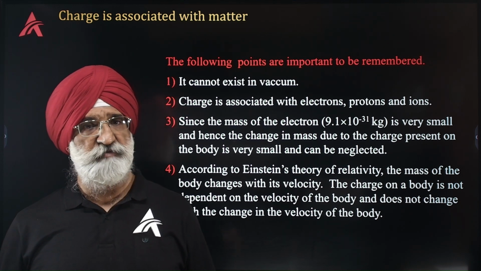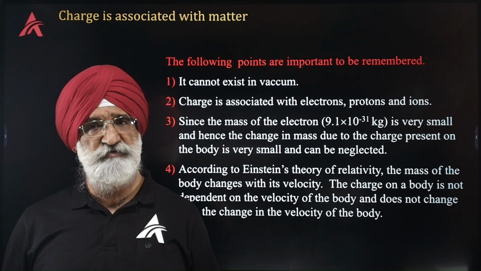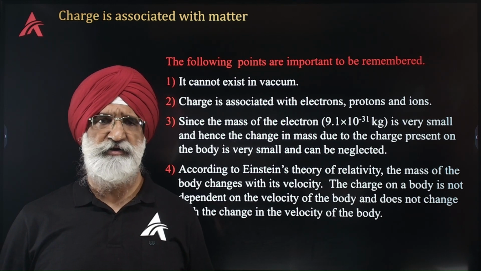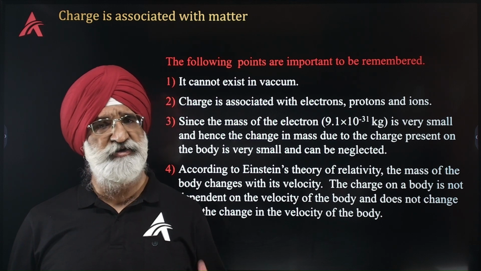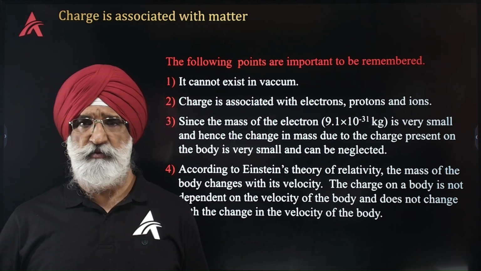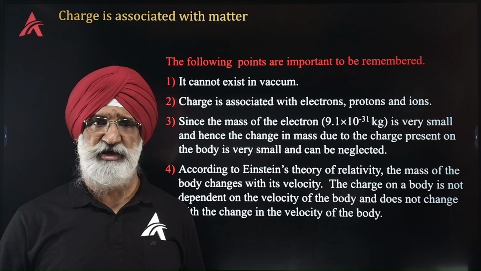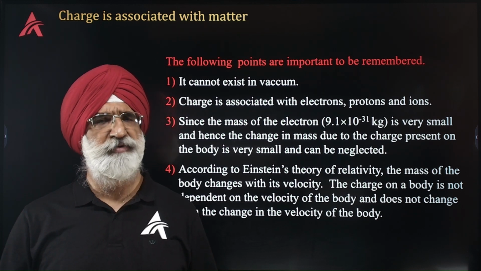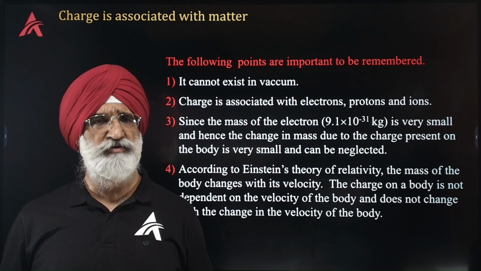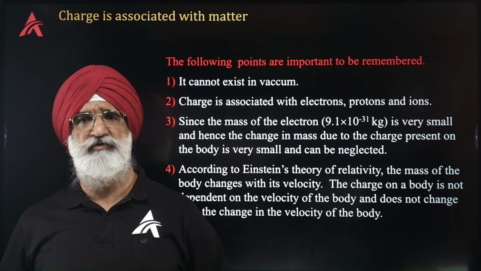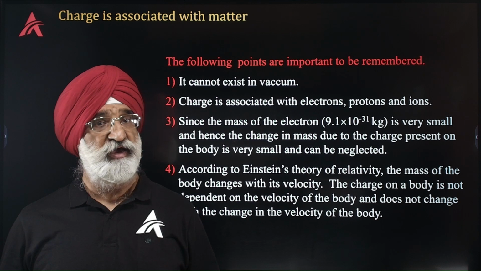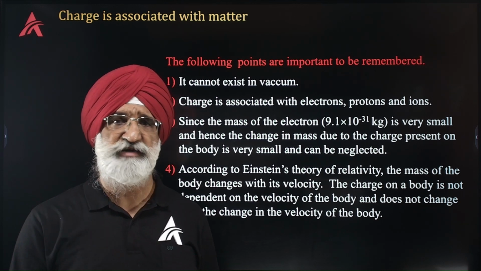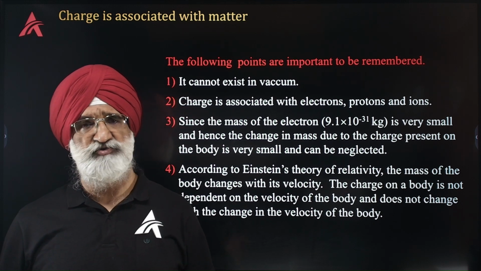Secondly, the mass of an electron is extremely small, approximately 9.1 × 10⁻³¹ kilograms. When a neutral body is charged, its mass changes by a very small, practically negligible amount due to addition and removal of electrons. As a result, in day-to-day life, this change in mass is not considered, it is not taken into account.